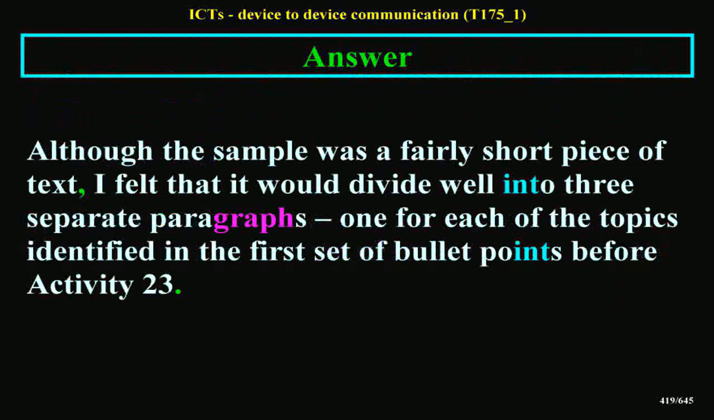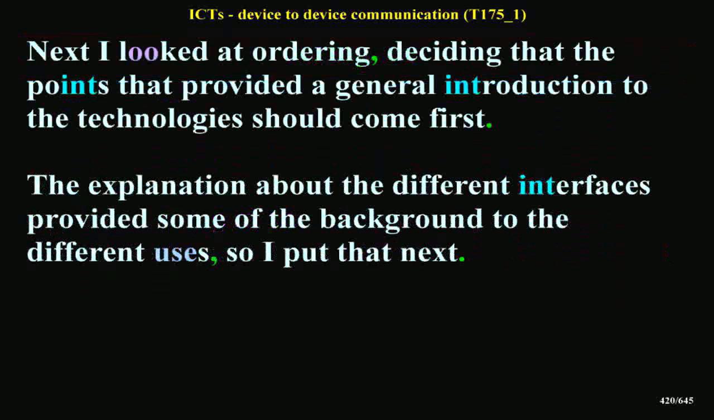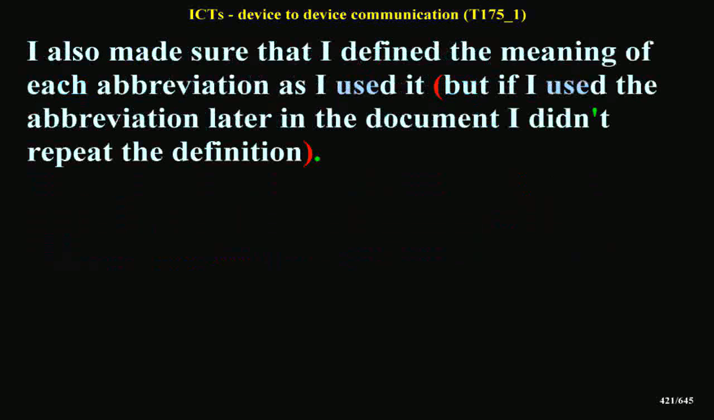Answer. Although the sample was a fairly short piece of text, I felt that it would divide well into 3 separate paragraphs, one for each of the topics identified in the first set of bullet points before Activity 23. Next, I looked at ordering, deciding that the points that provided a general introduction to the technologies should come first. The explanation about the different interfaces provided some of the background to the different uses, so I put that next. I also made sure that I defined the meaning of each abbreviation as I used it, but if I used the abbreviation later in the document, I didn't repeat the definition.